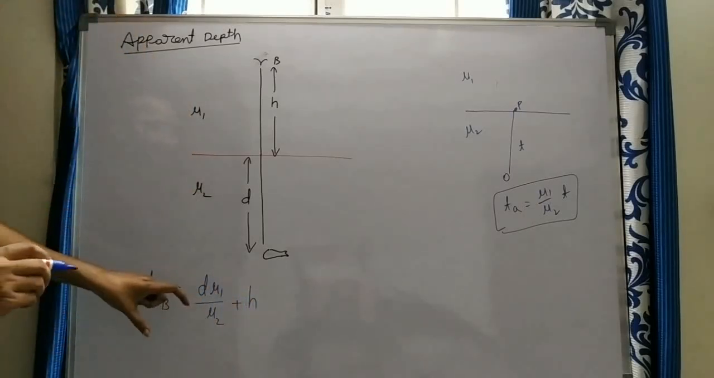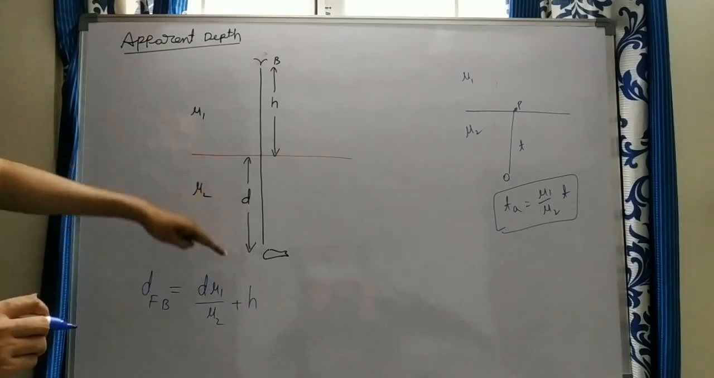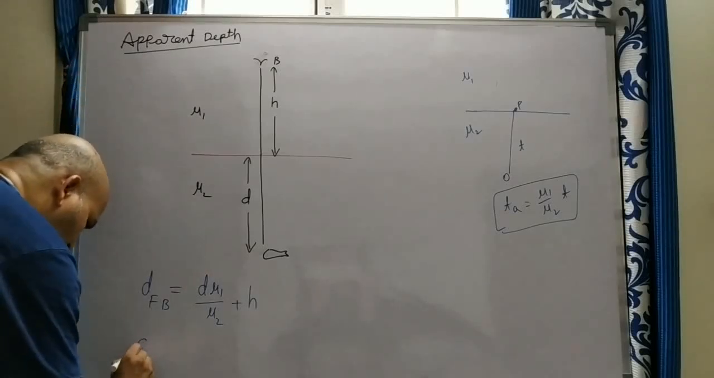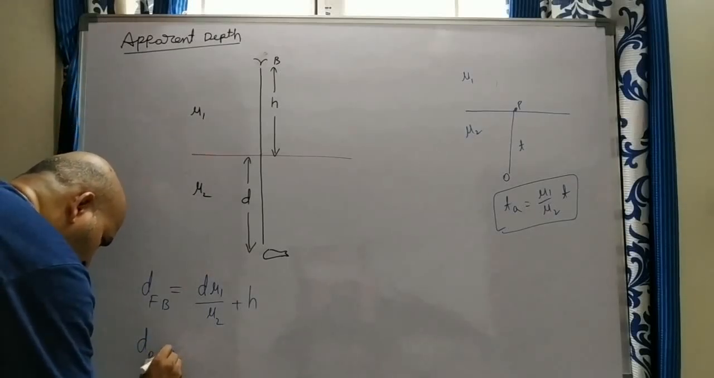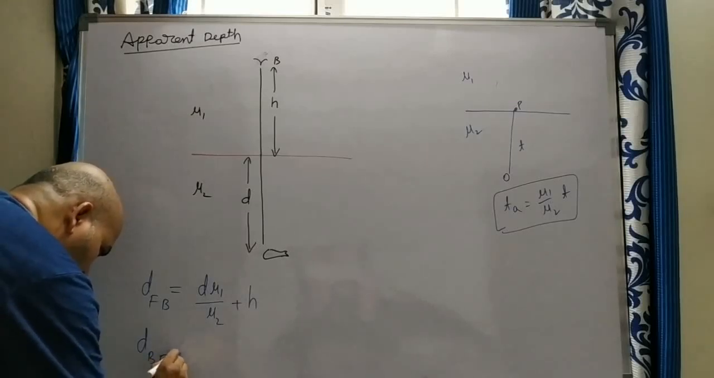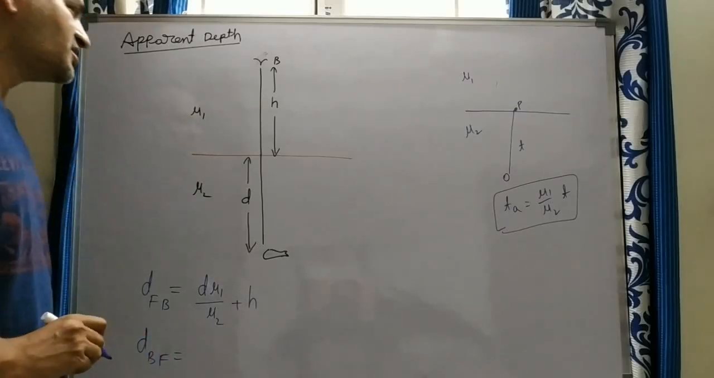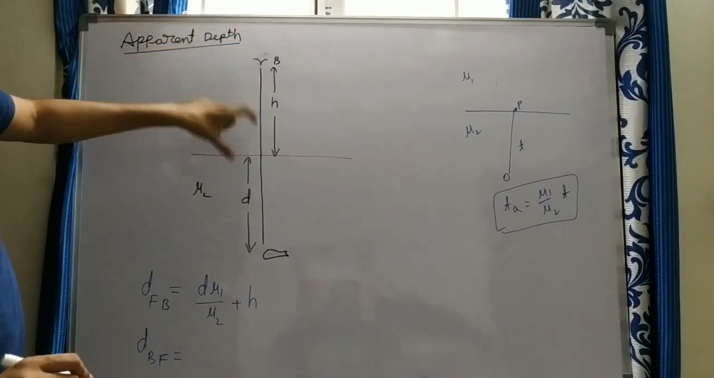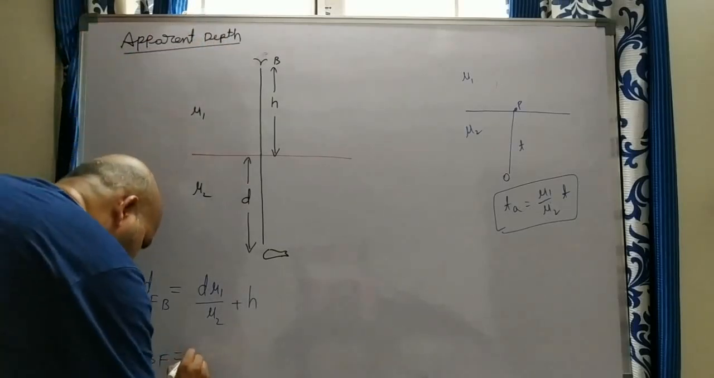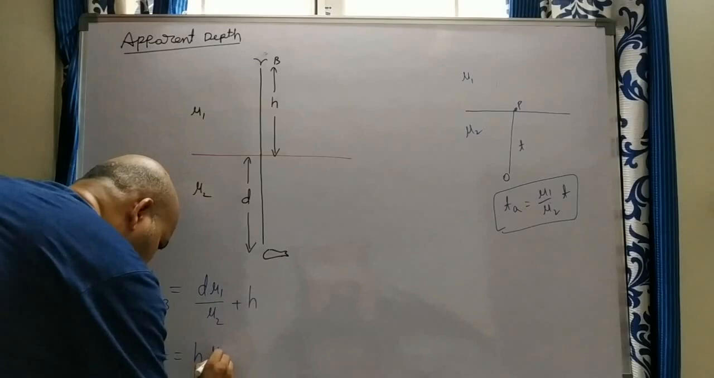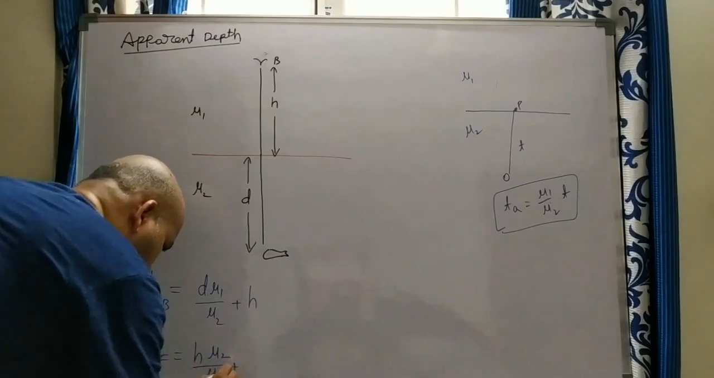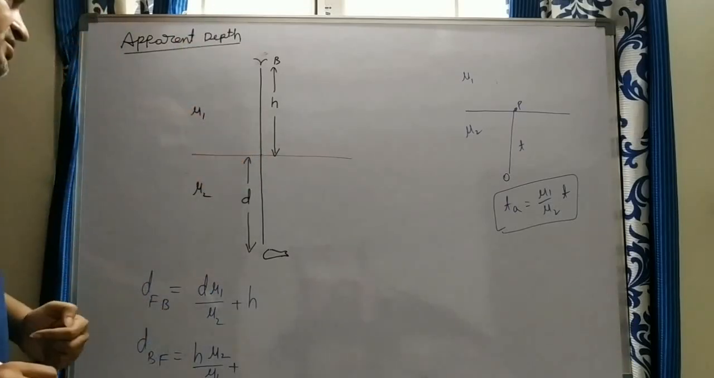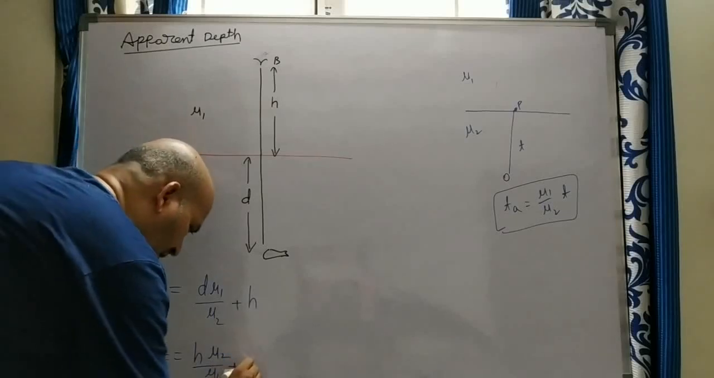Suppose the same thing, but the fish observes the bird. What is the distance of the bird with respect to the fish? Here the observer is the fish, so the distance of the bird from the interface is h, multiplied by mu2 by mu1. That is, when the fish observes from the surface of the liquid, the height above changes like this. But this distance d also we can add.